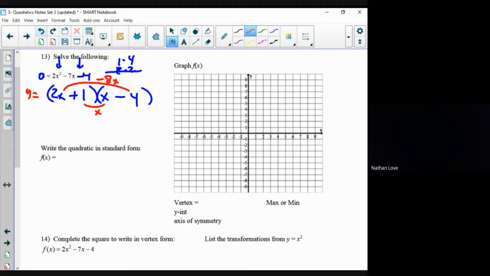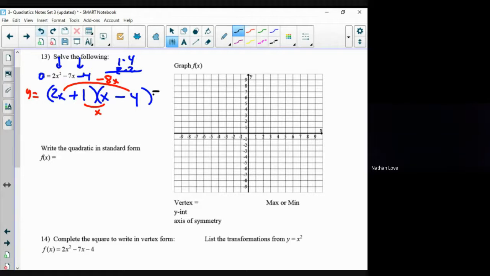Now what? What's the next step? I got it factored. It's in intercept form. What are you going to do with each of the factors? Set them equal to 0.